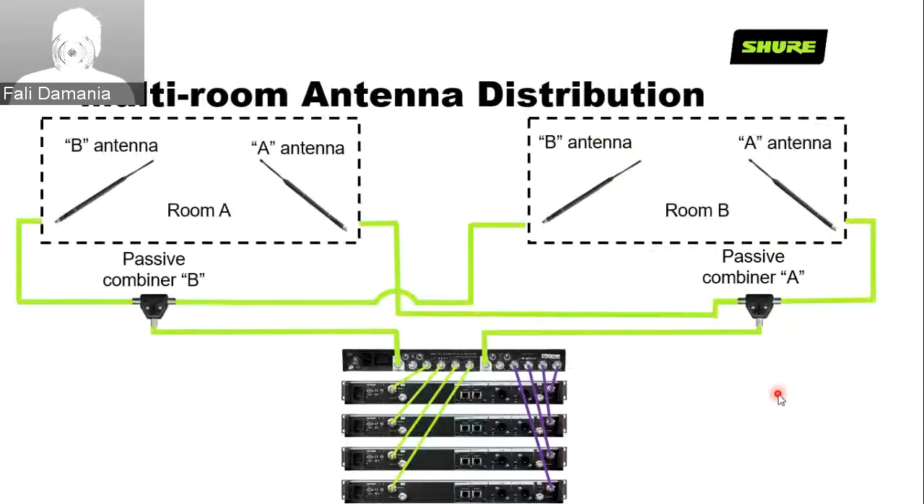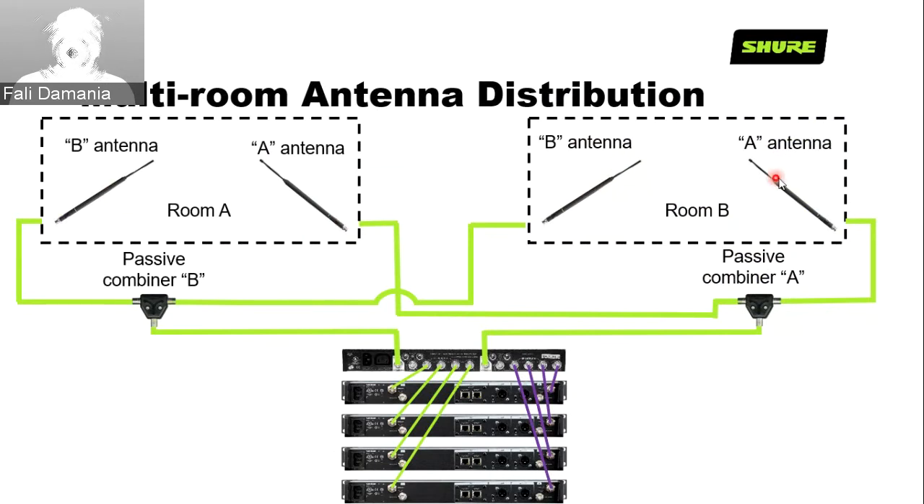Now let's get into some examples of multi-room antenna distribution. Just follow the laser pointer that I have on the screen, just to guide you. Now we have a room. This is a typical 2-room antenna distribution system. We have a room A and we have a room B. One very important consideration is, in order to maintain diversity, you need to have both the antennas in each room. So if you have 10 rooms and one mic is supposed to work in 10 rooms, you want both the antennas of that receiver to be in all 10 rooms.